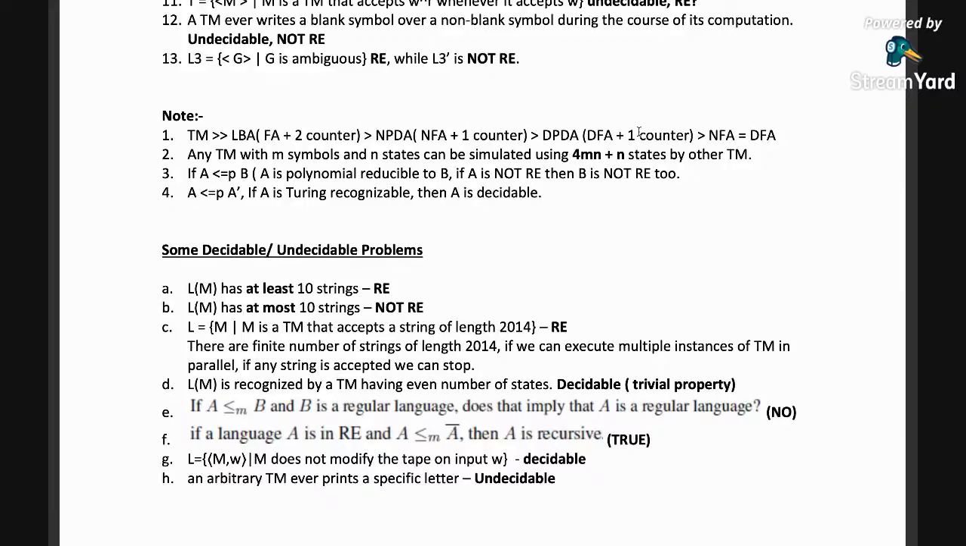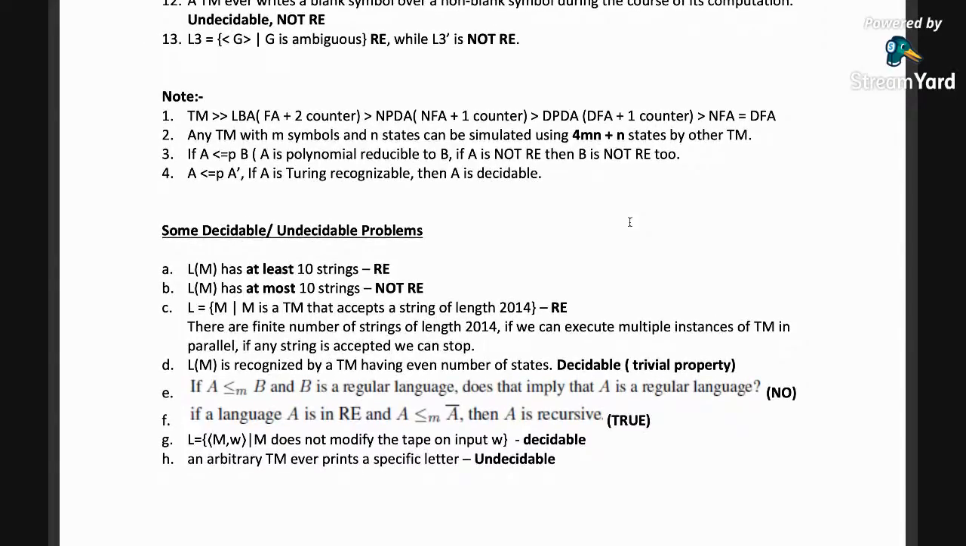Turing machine is greater than LBA, which is finite automata plus 2 stacks, which is greater than NPDA, NFA plus 1 stack, which is greater than DPDA, which is greater than NFA plus 2 DFA.